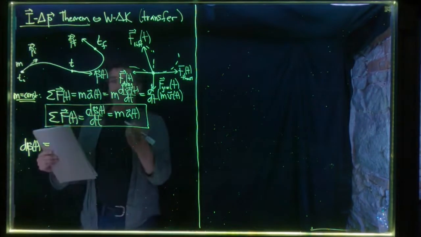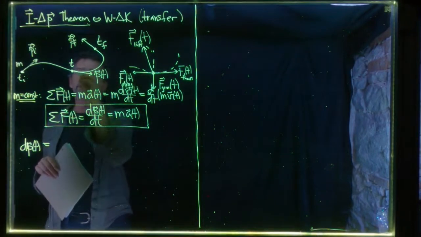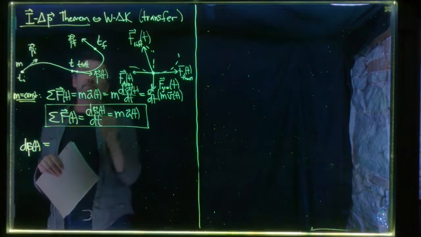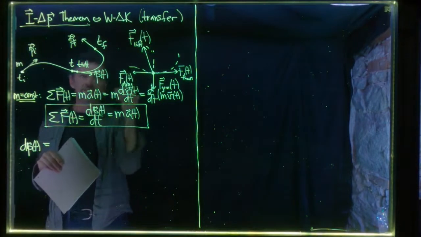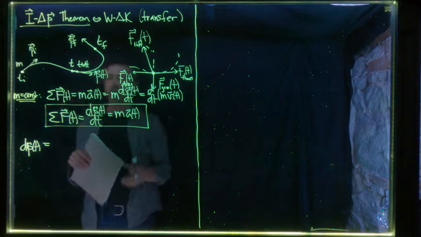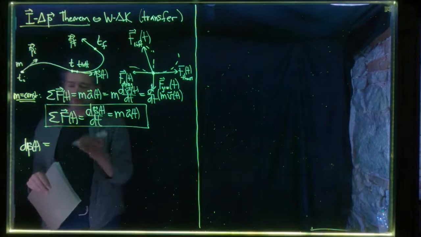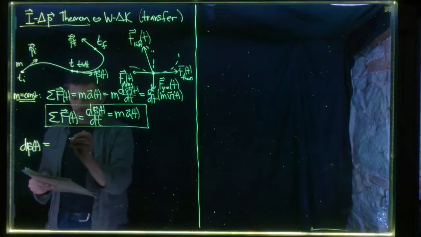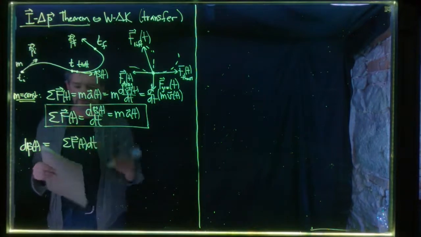So that means the infinitesimal change in momentum, say when the airplane moves from here to here, from time t to time t plus dt, the momentum will change infinitesimally from the momentum that it had at time t to the momentum that it had at time t plus dt. So there's an infinitesimal change in the momentum, and that infinitesimal change in the momentum is equal to the net force at that instant of time times the time interval.